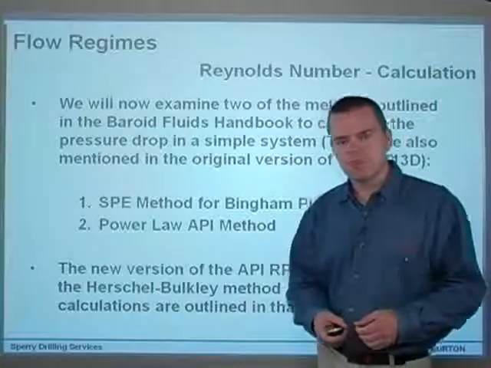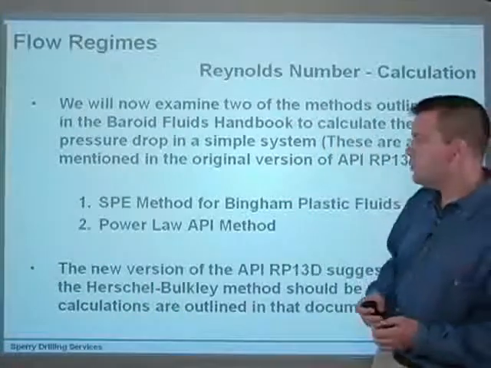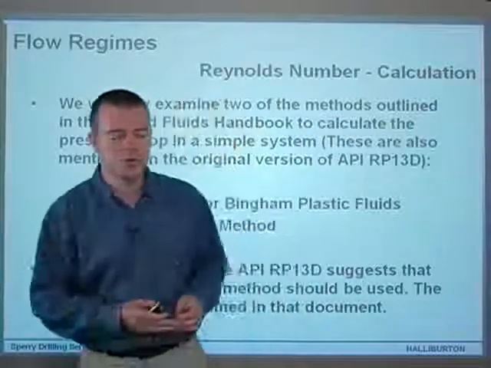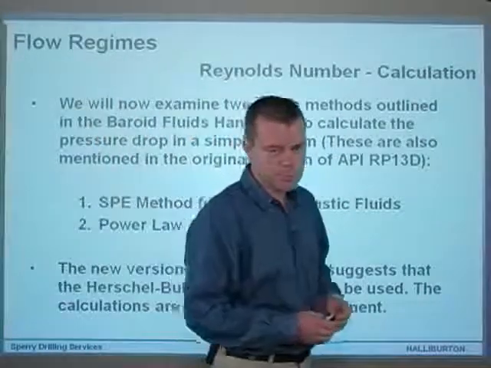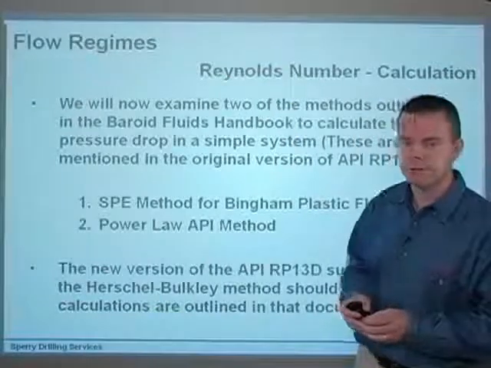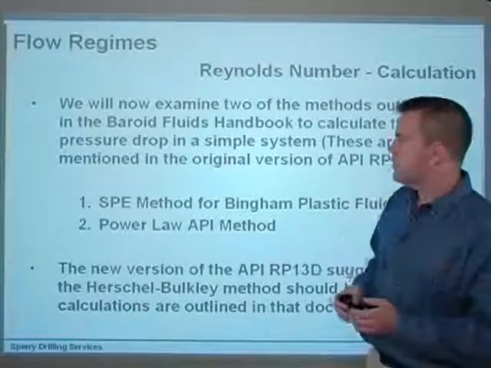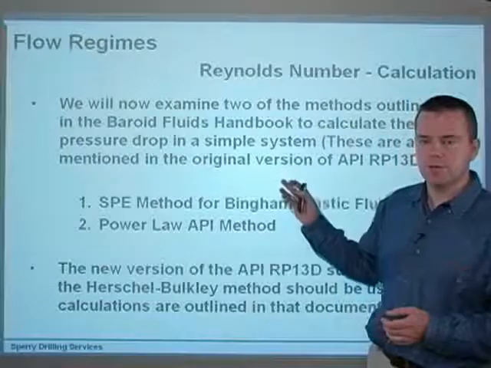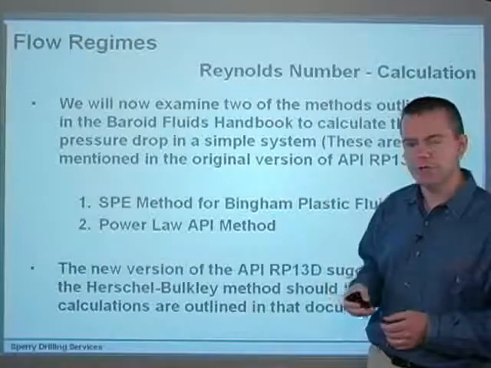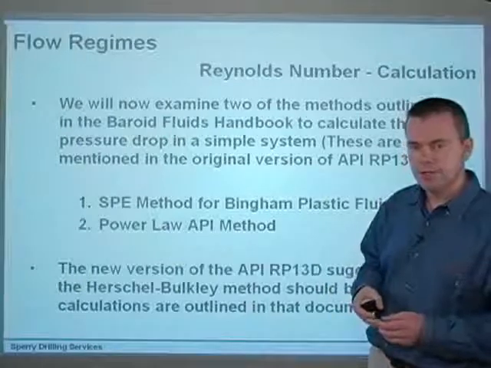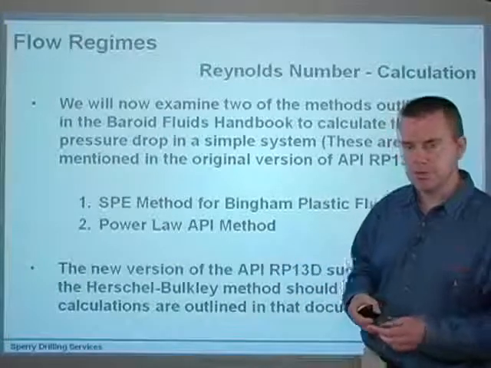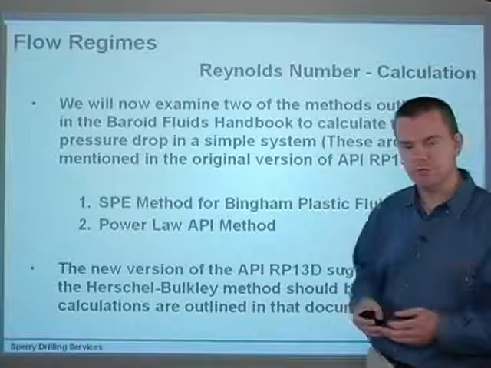We'll now examine two of the methods outlined in the Baroid Fluids Handbook to calculate the pressure drop in a simple system. It's Chapter 9, the hydraulics section. It's worth a read as well. These are also mentioned in the original version of API RP13D, the third edition. And there's a new version of API RP13D that should be out very shortly.